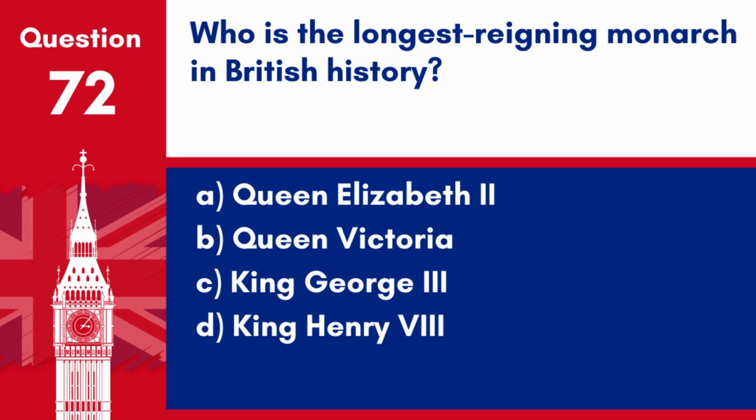Question 72. Who is the longest reigning monarch in British history? A. Queen Elizabeth II. B. Queen Victoria. C. King George III. D. King Henry VIII. Answer. A. Queen Elizabeth II. Queen Elizabeth II became the longest reigning monarch in British history, surpassing the previous record held by her great-great-grandmother Queen Victoria.